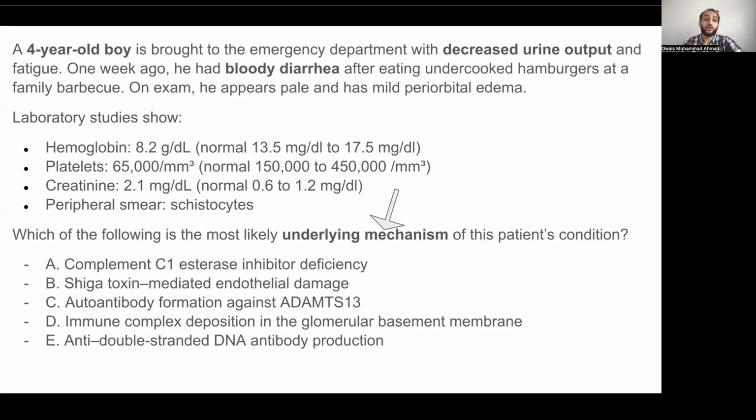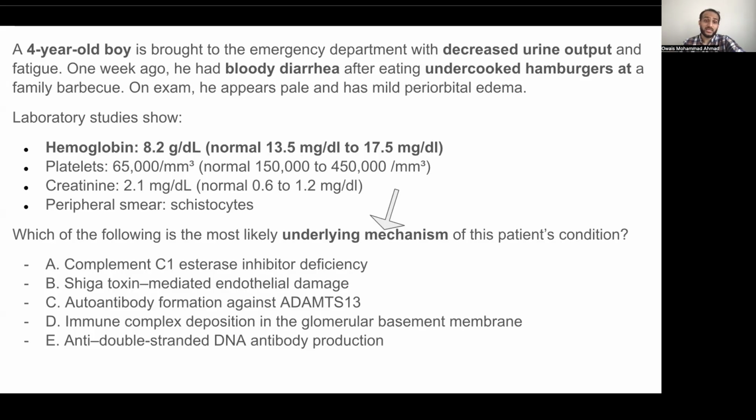Lab studies show hemoglobin is 8.2 grams per deciliter. Over here, I would engage the student and ask what the normal hemoglobin values are. I've written them over here, but I would ask him. And then we can determine, oh, he has low hemoglobin levels. What are we thinking about? So hopefully he would say anemia.